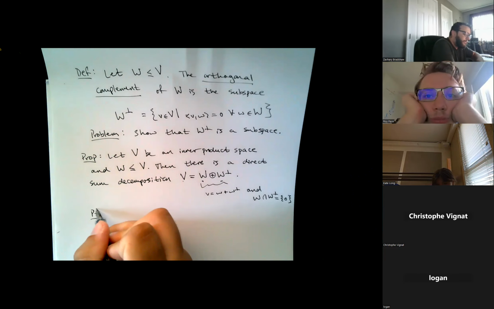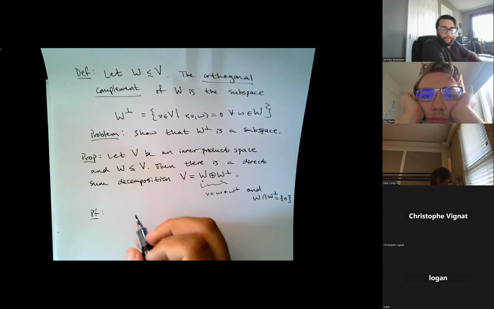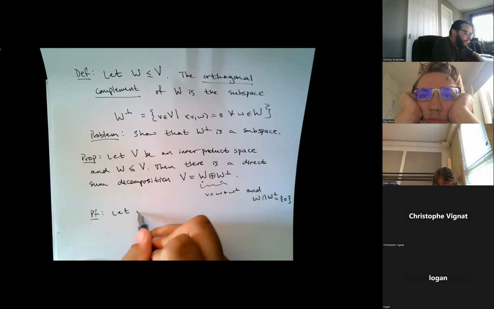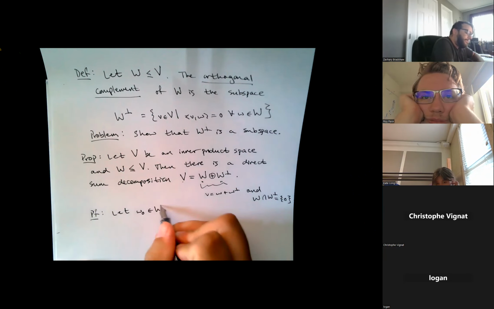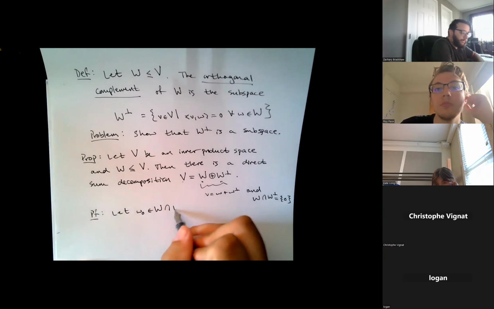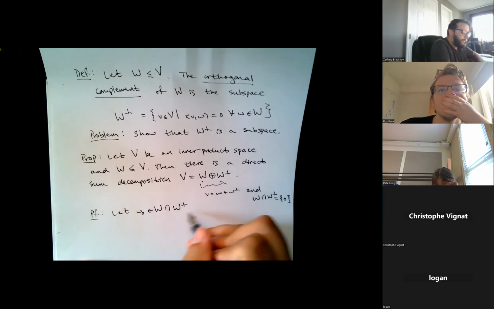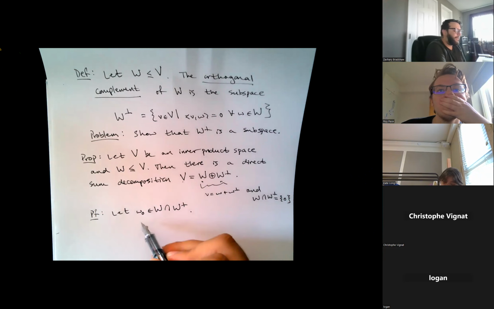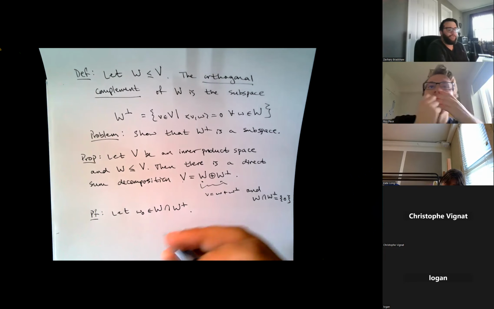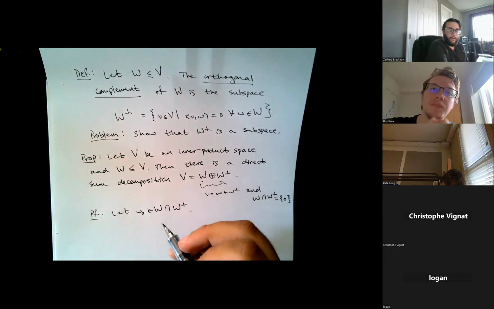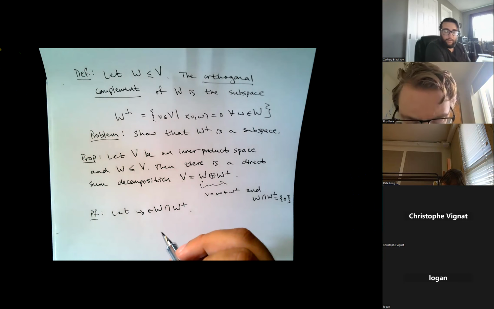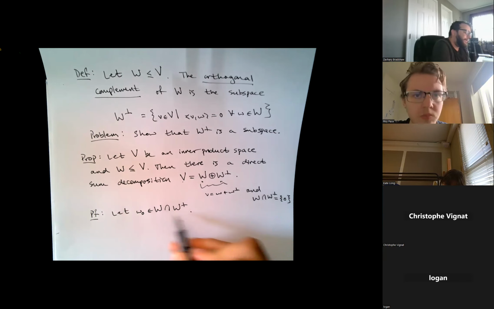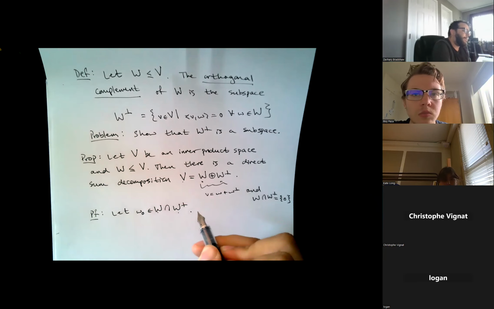So here's the proof. Let w0 be in W intersected with W perp. What we want to do is show that this w0 has to be equal to 0. The fact that w0 is in here means that it's in both W and W perp.